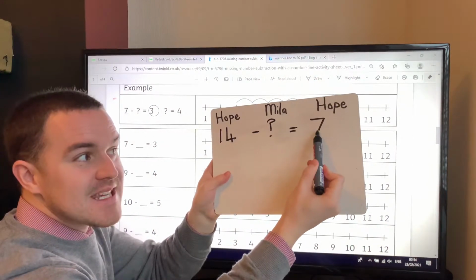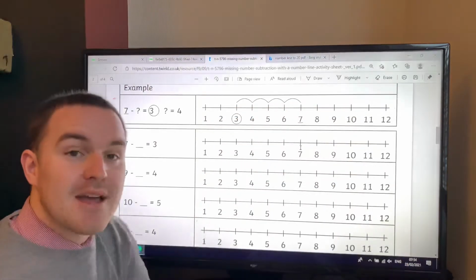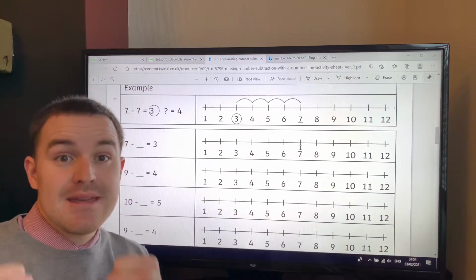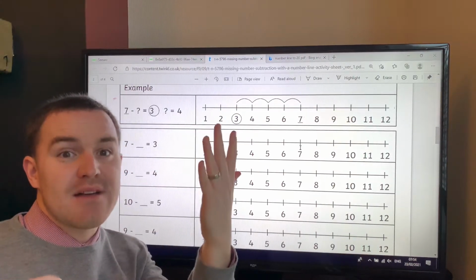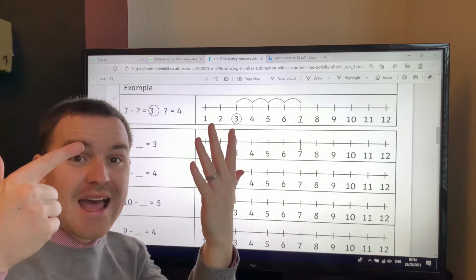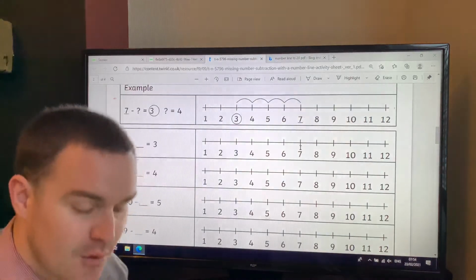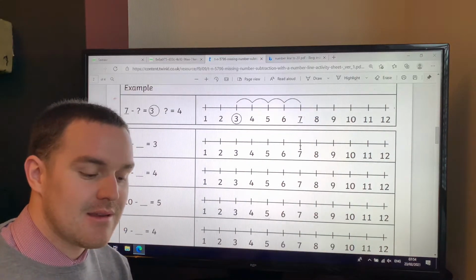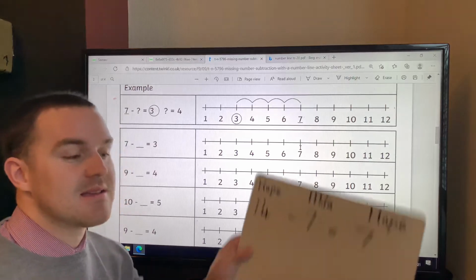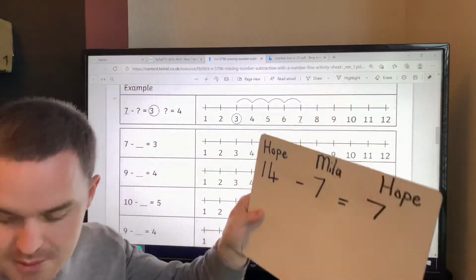Let's see how many it takes us to get from 7 back to 14 by counting on. So 7, 8, 9, 10, 11, 12, 13, 14. Hope had given away 7 because she needs 7 to get back to where she started. So 14 take away 7 is 7.